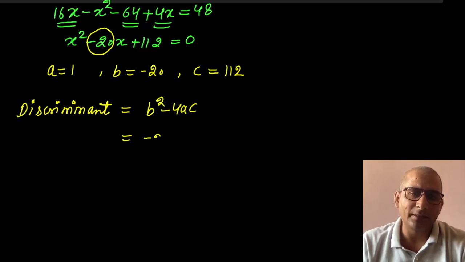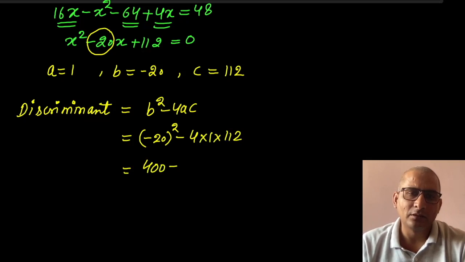So find the discriminant, b square minus 4ac. So b square is minus 20 square minus 4 into 1 into 112. It becomes 400 minus 448. So it comes out to be minus 48. So it's less than 0. So it is having no real roots.